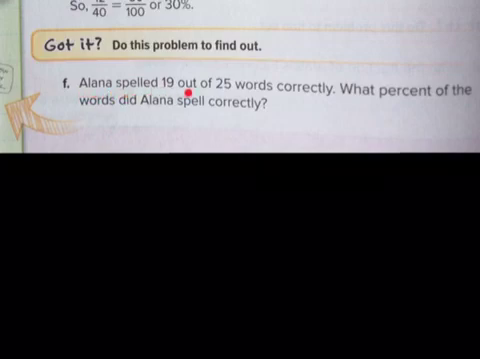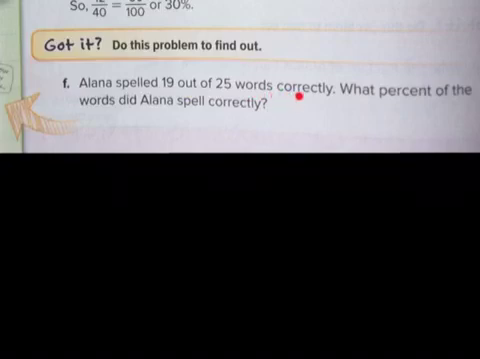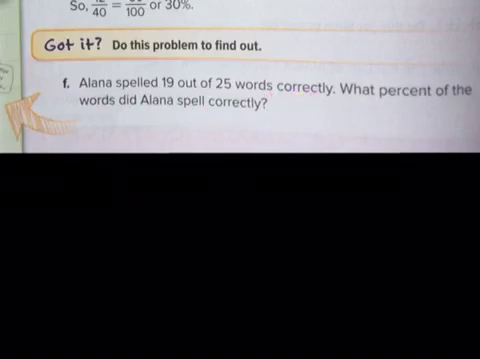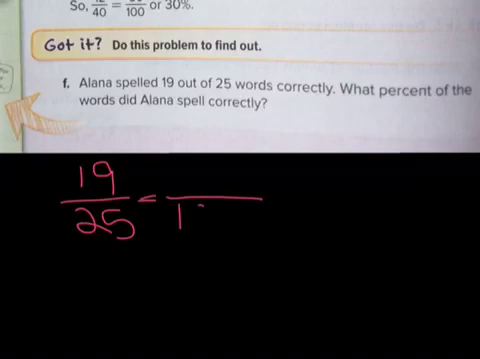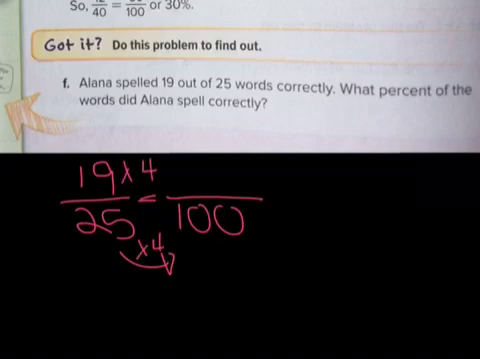Alana spelled 19 out of 25 words correctly. What percent of the words did Alana spell correctly? Well, boys and girls, another equivalent fraction. We have 19 out of 25. Well, we want to make it a percent, so we have to make it out of 100. What did I do to the 25 to make it 100? Times 4. So let's multiply the 19 times 4.